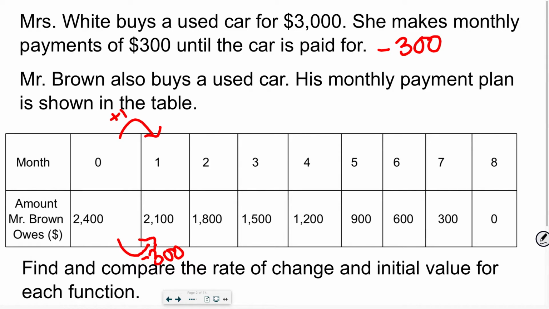$3,000. So what did she do? What's the $3,000? She bought a used car for $3,000. So right now she owes $3,000. She walked onto the lot, no time has passed, she hasn't paid anything off yet, she owes $3,000 right from the beginning. Good.